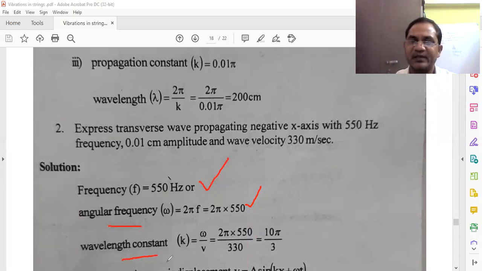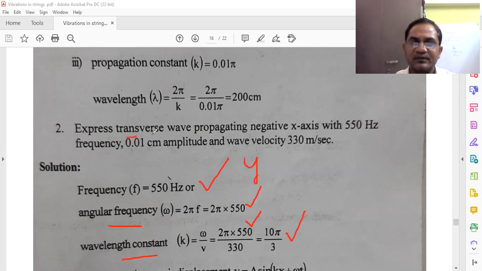Wavelength constant or wave constant or propagation constant, we can use any terms. Propagation constant or wave constant, k equal to omega by v. Omega, 2 pi into 550, by velocity of the wave 330. So then we are getting 10 pi by 3. So let us write the equation.